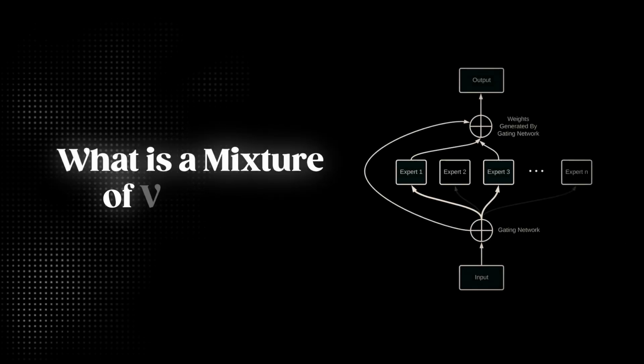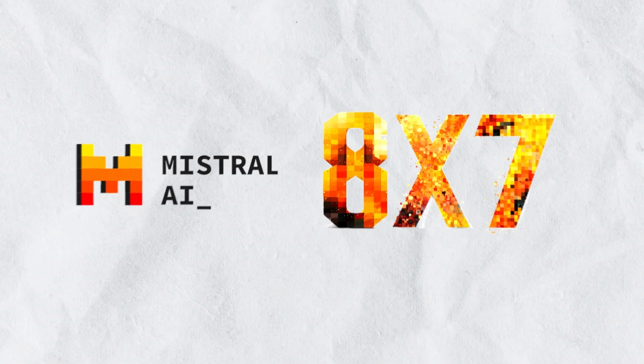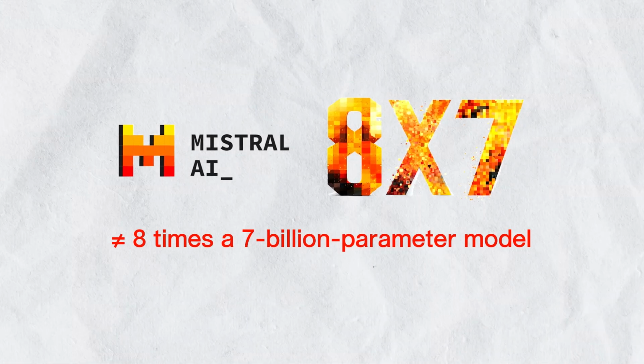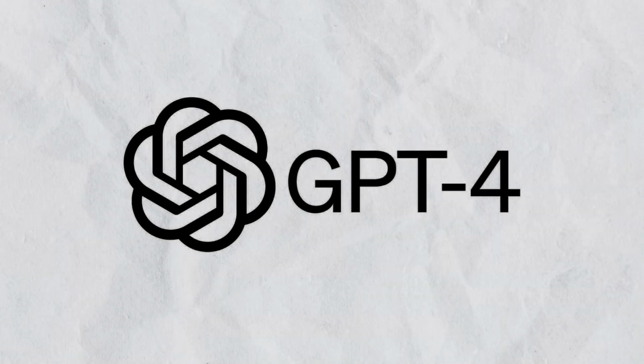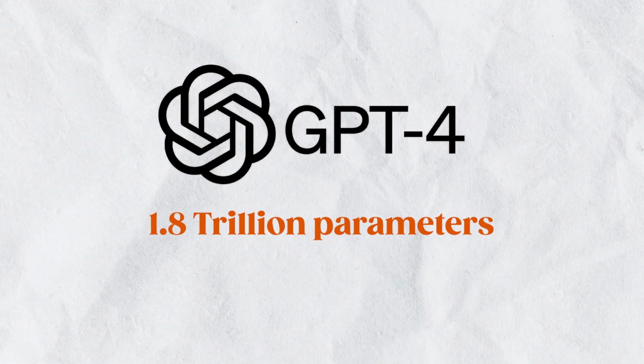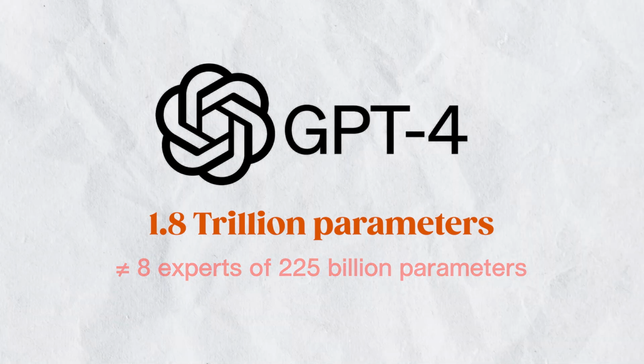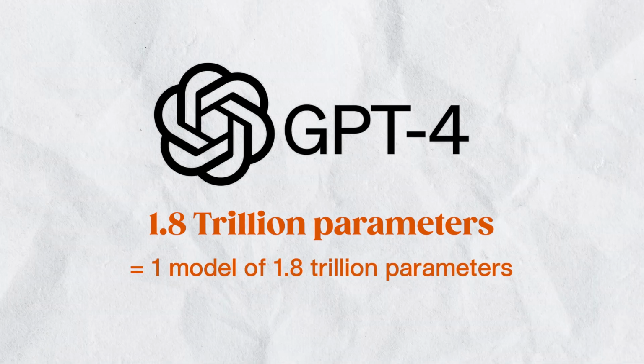But what exactly is a mixture of experts? As I said, it's not multiple experts as most people say. Even though the model is called Mixtral 8x7b, it doesn't mean 8 times a 7 billion parameter model. And likewise for GPT-4. Even though we assume it has 1.8 trillion parameters, which has never been actually confirmed by OpenAI, there are no 8 experts of 225 billion parameters. It's actually all just a single model.